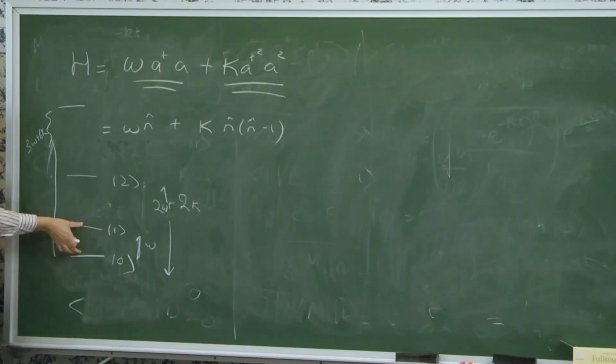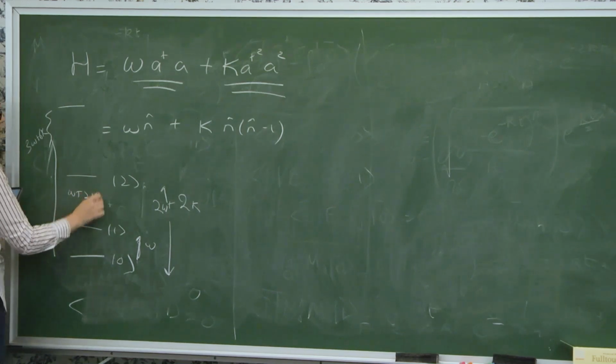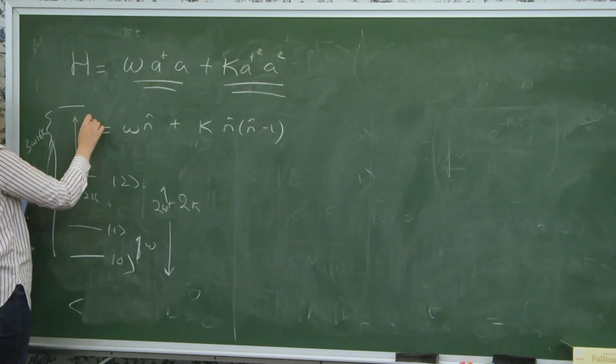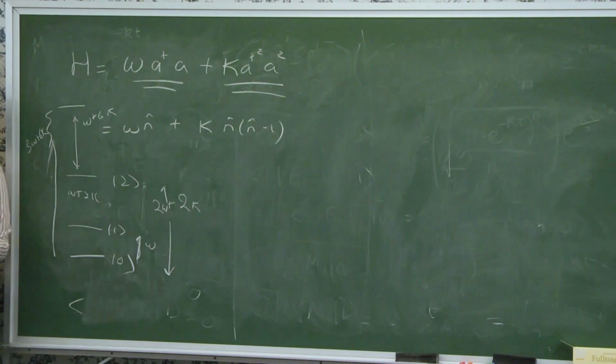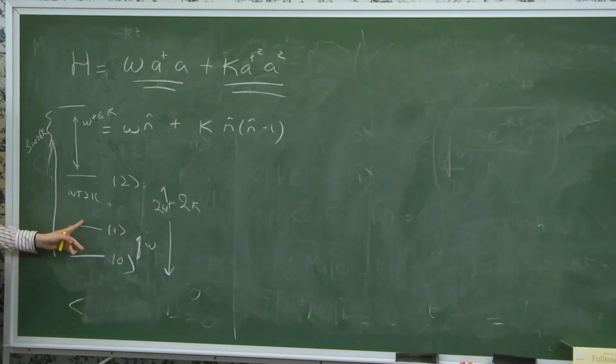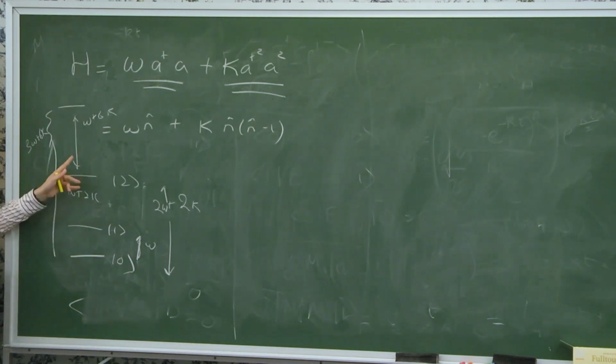And so this gap is omega. This gap is omega plus 2 Kerr. This gap is omega plus 6 Kerr, and so on. So now this gap is changing. It's not the same gap between Fock states that differ by 1. The gap itself is changing. So this is a nonlinear oscillator.